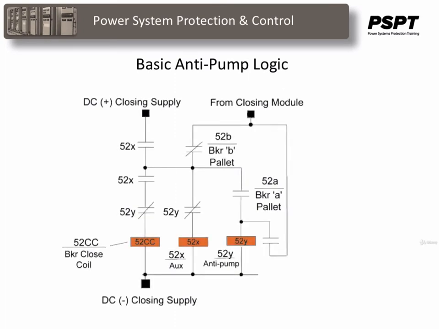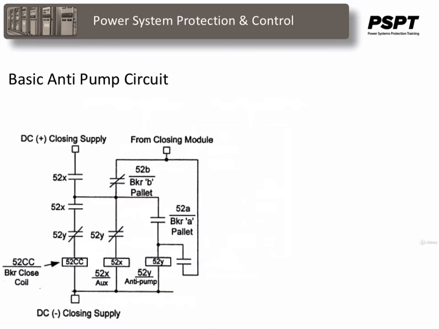This is the portion of the closing circuit that is associated with the anti-pump logic. This is the basic anti-pump circuit shown at rest with the breaker open. Notice that relays 52X and 52Y, as well as the breaker close coil, are de-energized. Since the breaker is open, the 52A switch is open and the 52B switch is closed.